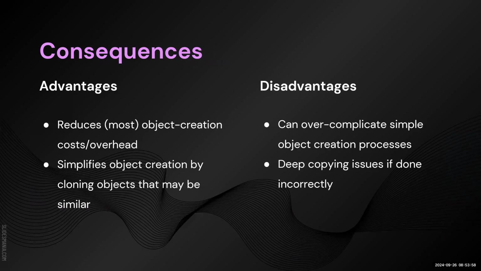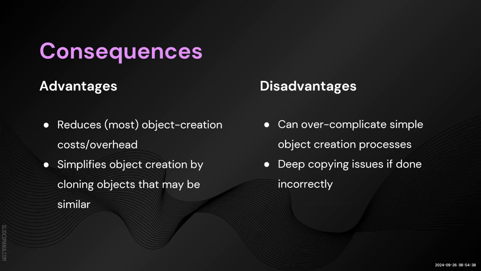So some of the advantages of this prototype pattern is that it reduces most of the object creation costs and overhead. This is specifically noticed when the objects are very similar and have slight differences. It also simplifies object creation by cloning objects that may be similar. So, like the first point, the objects will be created based on cloning from another object, which will reduce the overhead and the complexity of going through every single attribute and creating that and copying that over.